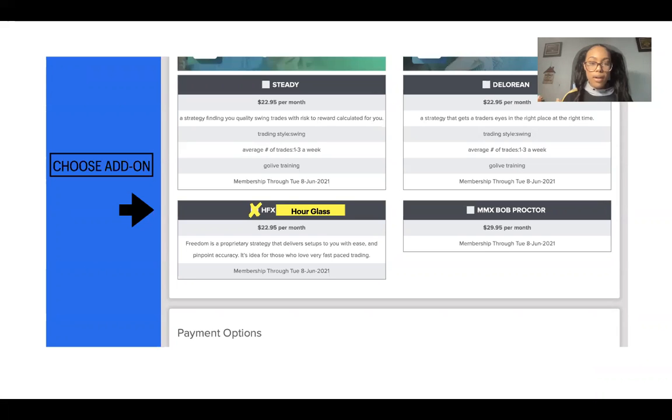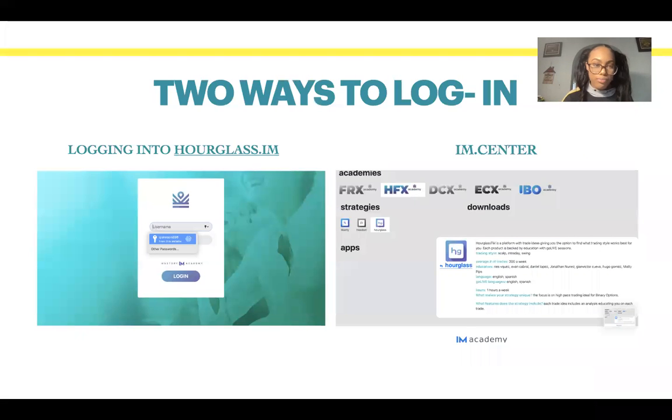And this is probably my favorite tool out of all the tools. But again, you want to find which product works for you. I'm a scalper. I like to get in and out of the market. So when it comes to hourglass, it's $22.95 a month. So once you click on it, pay it, and you'll have it.